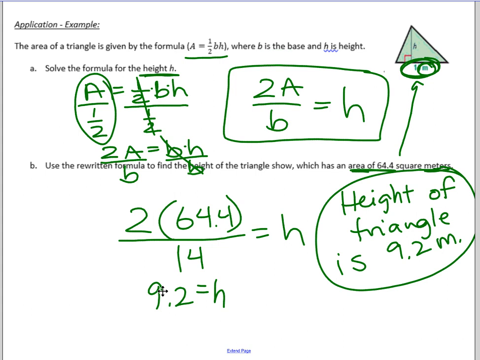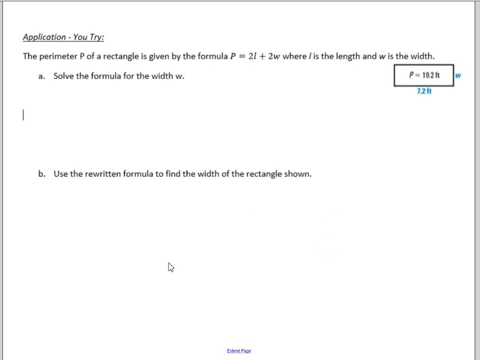All right, there's another application problem at the bottom, very similar. So again, pause the video, take a minute, and you try this one, okay? And then when you unpause, I'll show you the answer.